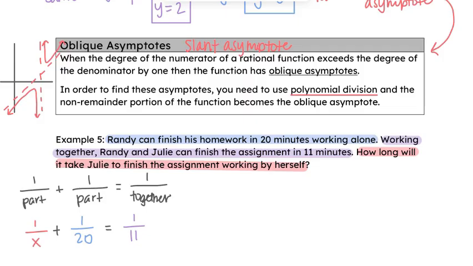Now, to try and solve this, I want to start by trying to get x by itself. So I'm going to start by subtracting 1 over 20. When I subtract this, I get down to 1 over x is equal to. Right here, the common denominator would be 220. So I would multiply this one by 20 on top and bottom, and this one by 11 on top and bottom. So 20 over 220 minus 11 over 220 is going to give me 9 over 220.